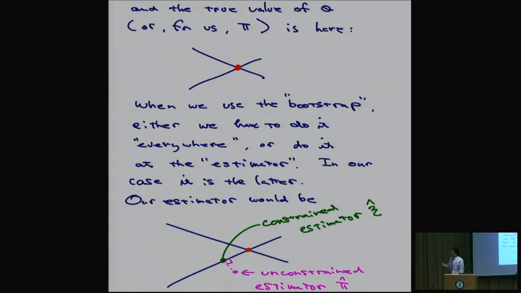Now, in reality, of course, we don't know where the red dot is. We just observe the estimated pi. So presumably, pi hat should be around the red dot, but not quite on the red dot. So let's say it's down here. So this would be the estimate.